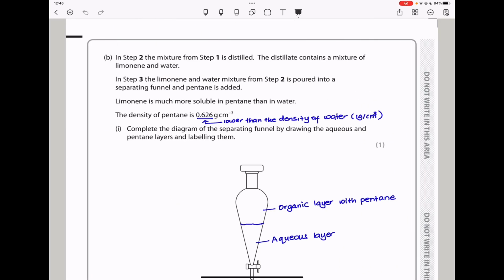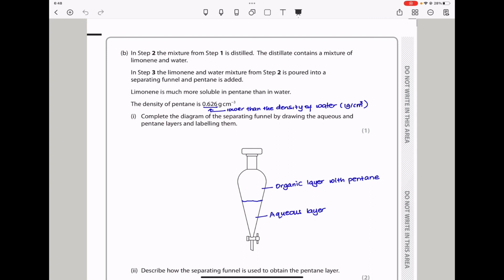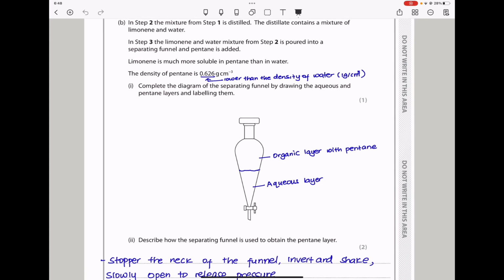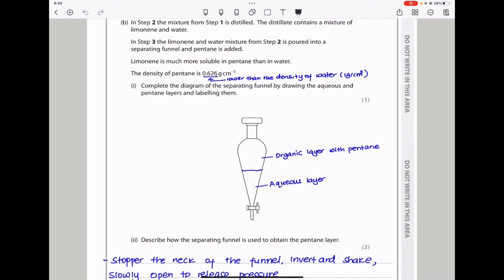Moving on. Part B. In step 2, the mixture from step 1 is distilled. The distillate contains a mixture of limonene and water. In step 3, the limonene and water mixture from step 2 is poured into a separating funnel and pentane is added. Limonene is much more soluble in pentane than in water. The density of pentane is 0.626 gram per centimeter cubed. They want you to complete the diagram of the separating funnel by drawing the aqueous and pentane layers and labelling them.